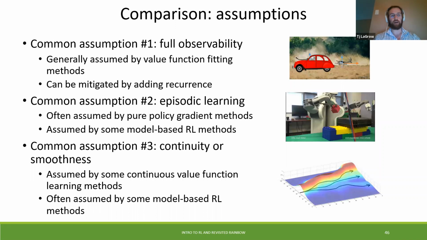So as we've been talking about, there are some common assumptions that you have to either take into account or disregard depending on the algorithm and the situation that you're doing. Fully observable is what we've been talking about, generally assumed by the value function fitting method, but it can be mitigated by adding some recurrence. So that means that you're able to see everything at least once is one of the assumptions, which could potentially not be the case.